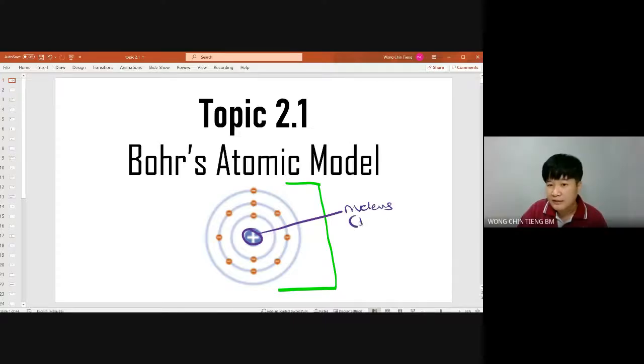So saya letak short form, yeah? In the nucleus is your positive charge. So why is it in the nucleus your positive charge? Because you have the presence of your proton and neutron. So dia adalah daya tarikan.